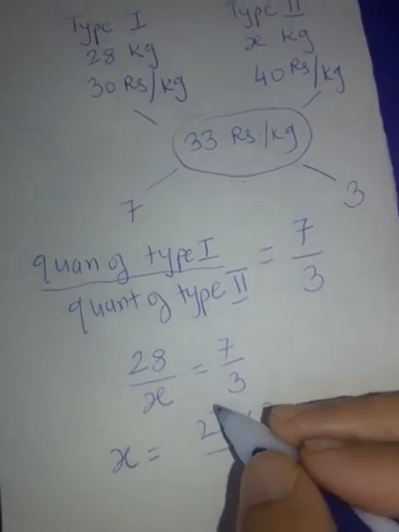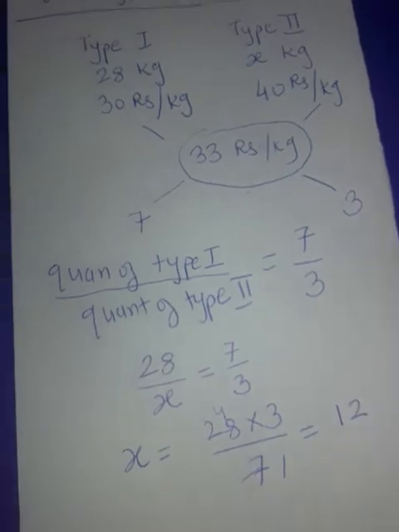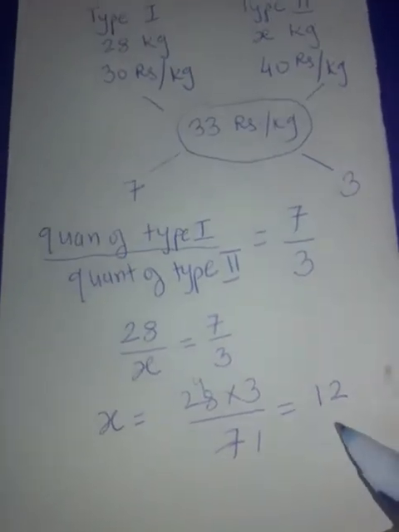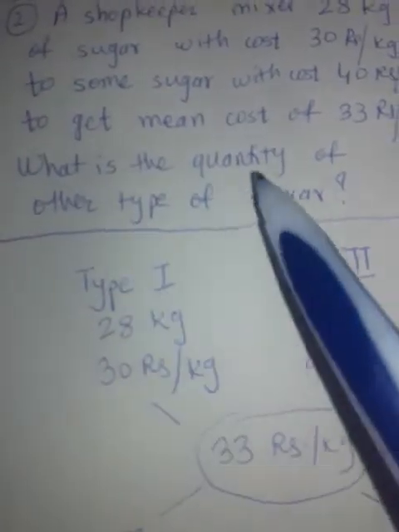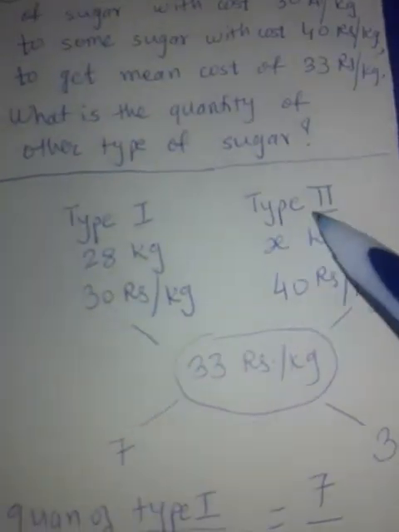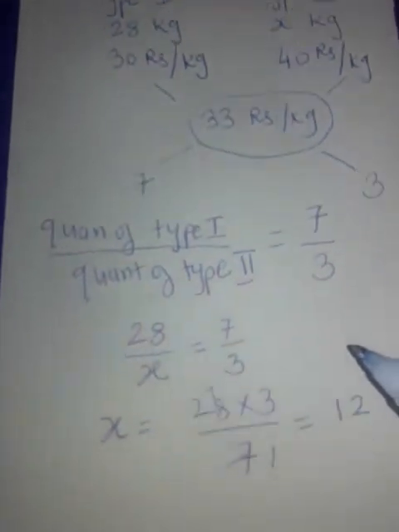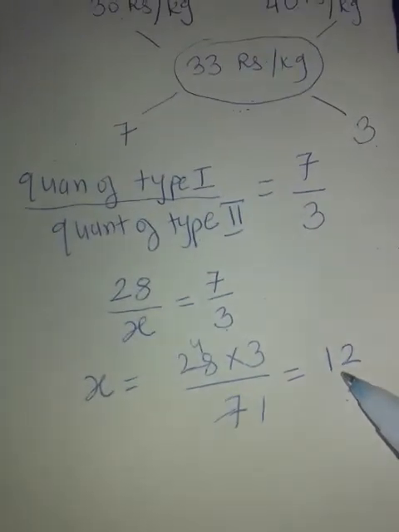7 1s are 7, 4 3s are 12. So your answer is 12. X is 12. That is the question: what is the quantity of the other type of sugar, type 2 sugar, that we have assumed as X? So your answer is 12.